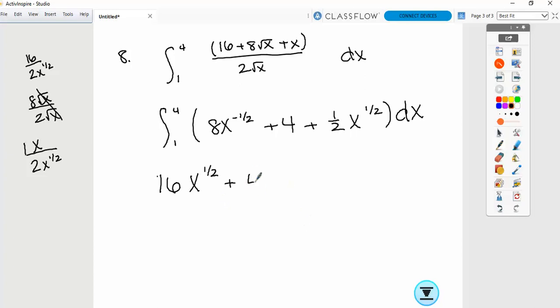Antiderivative of 4 would just be a 4x. And then with the 1/2, add 1 to the power, so 1/2 plus 2 over 2 would be 3 over 2. So you need the reciprocal in front, which is 2/3. So you have 1/2 times 2/3, which is just a 1/3. Because we have limits, we don't need the plus c. So we are just going to plug in each of these. So x to the 1/2 is just like a square root.